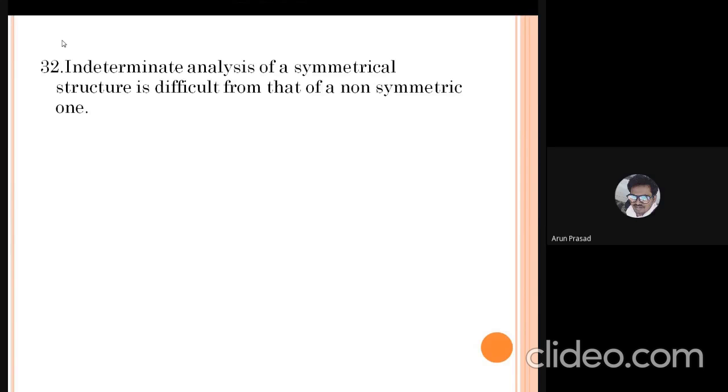Next, the indeterminate analysis of a symmetrical structure is difficult compared to a non-symmetric one. While analyzing indeterminate structures, is the analysis of a symmetrical structure more difficult than a non-symmetric one? Whether it is true or false.